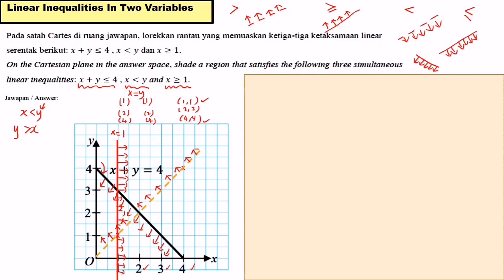Okay, so now you can see one region with 3 arrows, which is in this triangle, right? So this is the region that satisfies the 3 simultaneous linear inequalities.